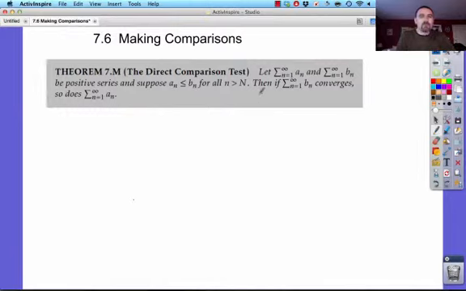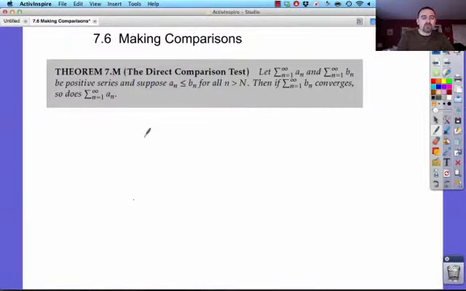Here's how it goes. We have a sequence as part of a series, sum from 1 to infinity of a sub n and sum from 1 to infinity of b sub n. They're both positive series, and suppose that b is greater than a for all n greater than N. So that means that after a certain point, b dominates a. Then if b converges, so does a. It's a pretty simple concept, right?